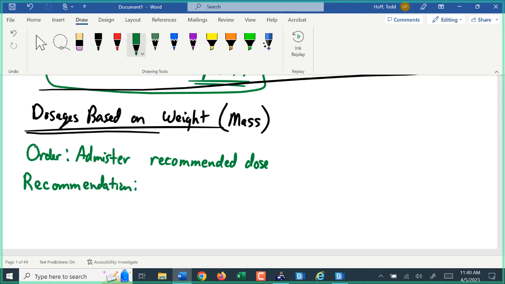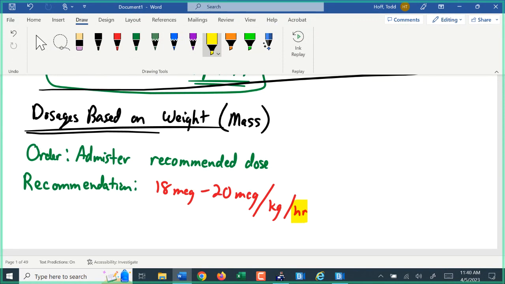And typically for dosages based on weight, the recommendation is going to look something like this. We're going to have a minimum and maximum. So in this case, let's say we're going to do 18 micrograms to 20 micrograms. And it specifies per kilogram. And then usually there's going to be a time frame involved. So per hour. Because most of these dosages are going to be repeated dosages, we need to know how often we are allowed to administer that dose.